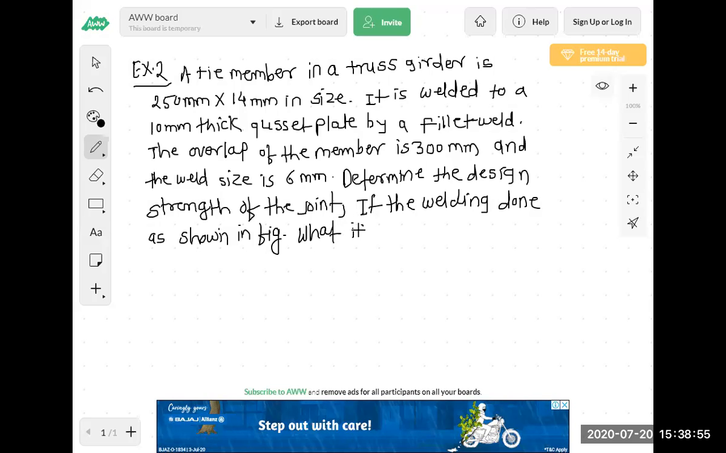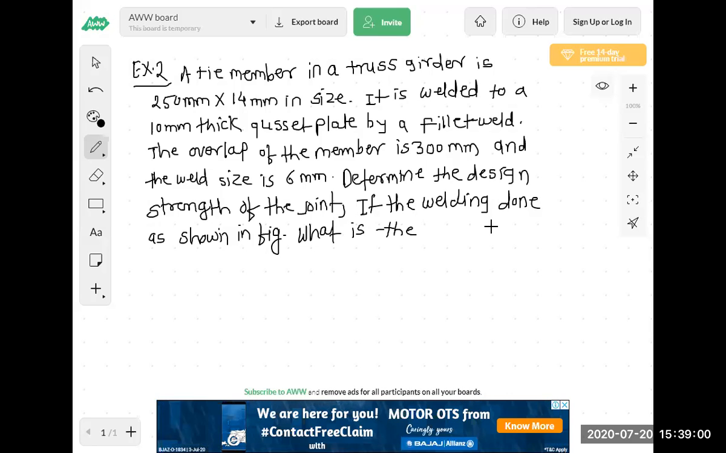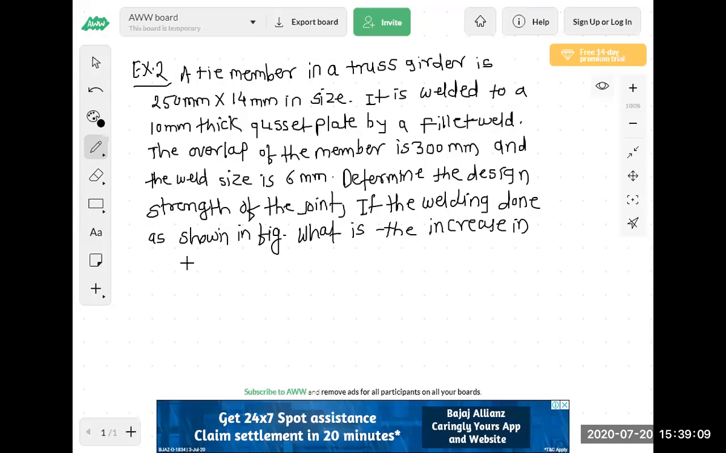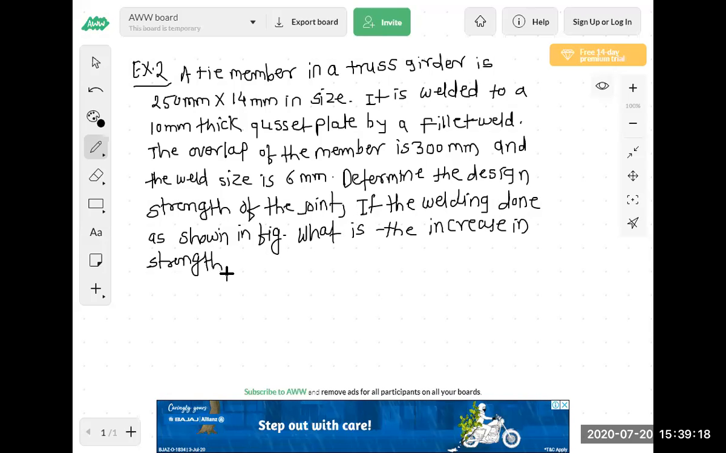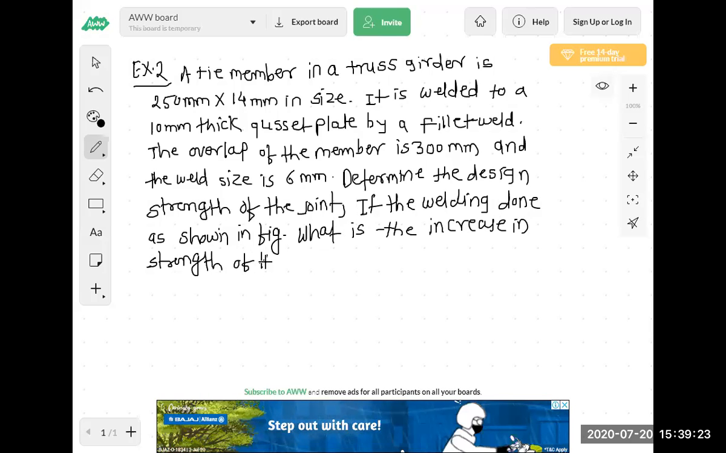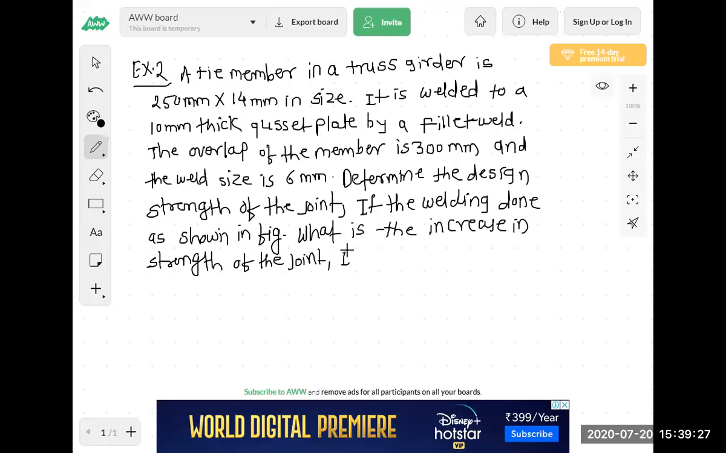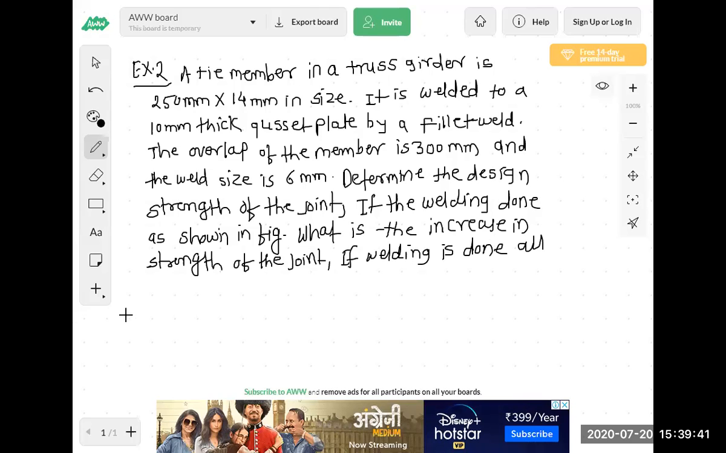What is the increase in strength of the joint, if welding is done all around. Assume shop welding.